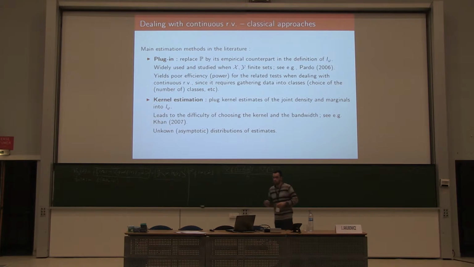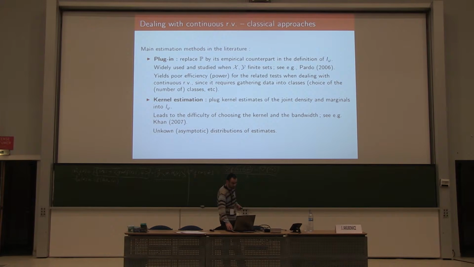Another approach consists in estimating the density of the distributions using kernel estimation. But again, you have difficulties intrinsic to this approach, because you have to choose the kernel and the bandwidth, and even if you have good choices for both of them, the asymptotic distribution of the estimators may remain unknown. And so you cannot use this asymptotic distribution to get explicit critical regions.